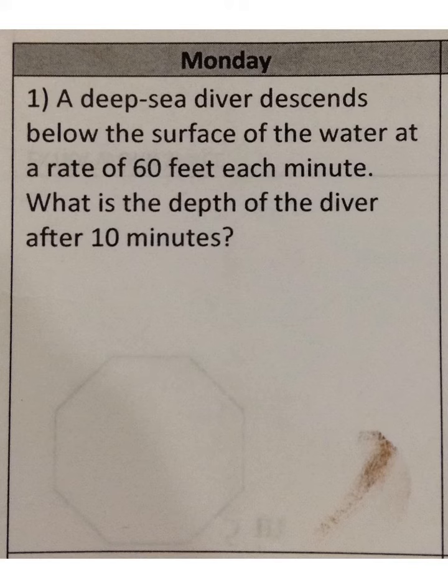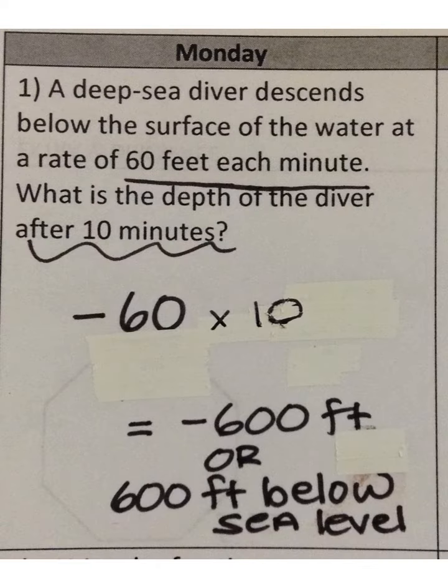Number 1, a deep sea diver descends below the surface of the water at a rate of 60 feet each minute. What is the depth of the diver after 10 minutes? Okay, so some keywords and phrases. The diver's going 60 feet per minute, and we want to know the depth after 10 minutes. Since they're going below the surface, that's a negative 60, and we're going to multiply that by 10, and that's going to give us negative 600 feet, or 600 feet below sea level. And I think that would actually kill someone, but that is the answer to the problem.